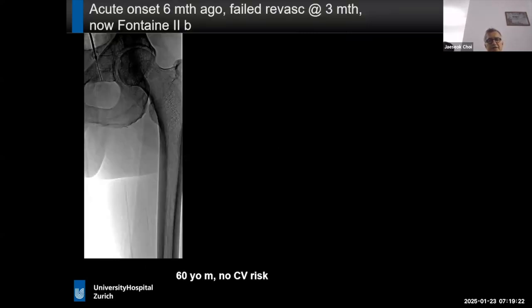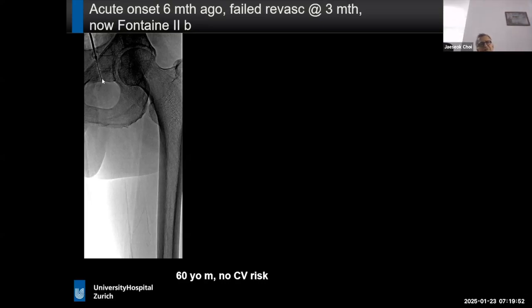I'll show you a case of a 60-year-old male without any cardiovascular risks, and he went to the doctor several weeks after he had an acute event of left limb ischemia. His main complaint is, 6 months later, that while he plays a lot of golf, he has problems with claudication. So we did an angiogram.